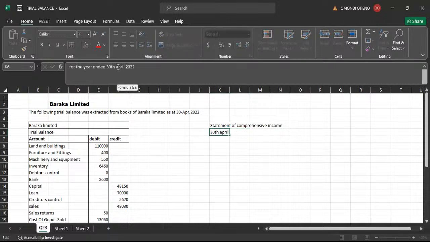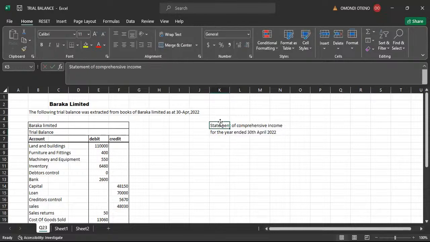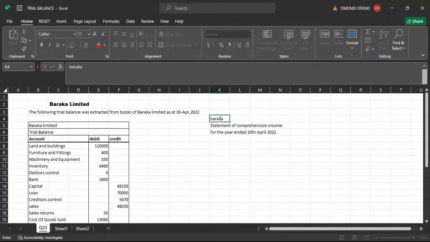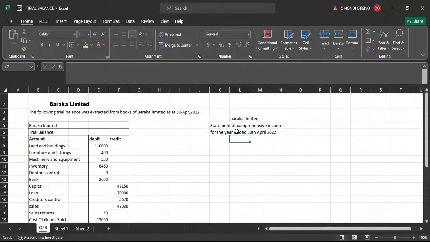That is what we have, 30th of April 2022. So we have to know the name of the company, which is Baraka Limited. Statement of comprehensive income for the year ended 30th April 2022. So that's what we have. Now, when we are going to prepare our statement of comprehensive income, we need to know what are the items that you're going to have here.